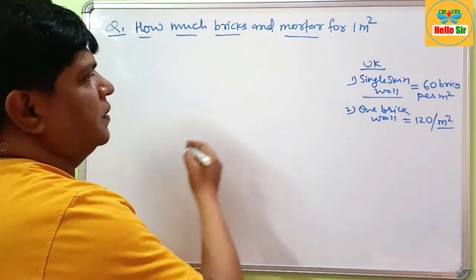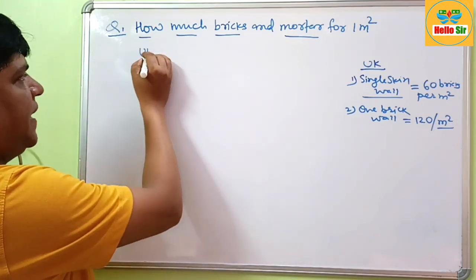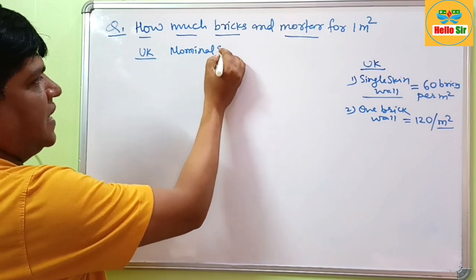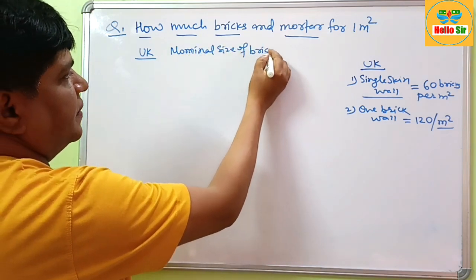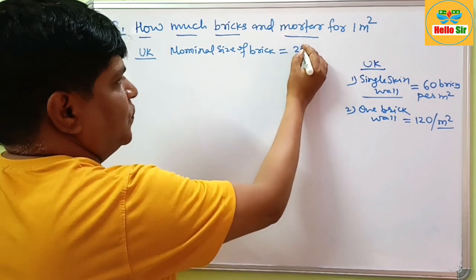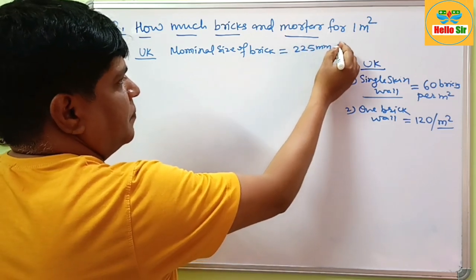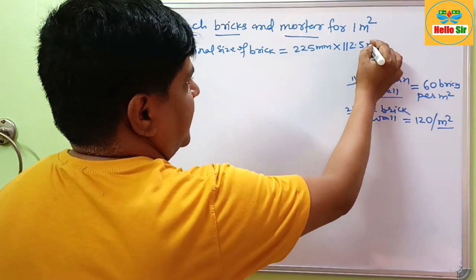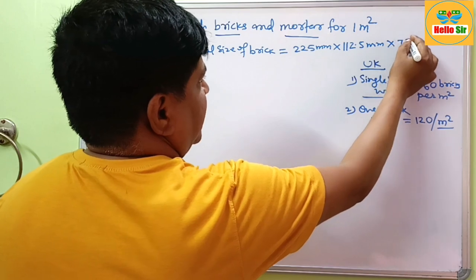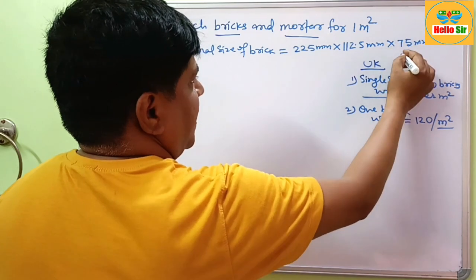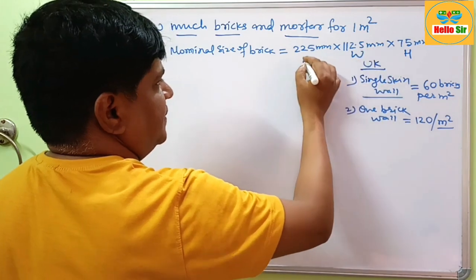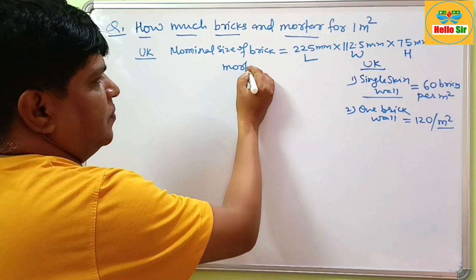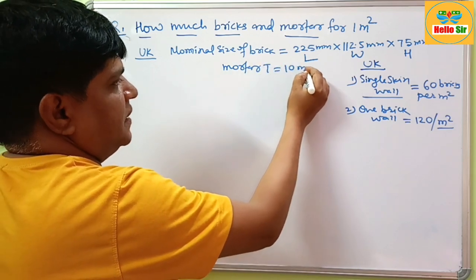How does this come? To solve this, as per UK practices, the nominal size of a brick is 225 mm long, 112.5 mm wide, and 75 mm in height. This one is height, this one is width, and this is length. And the mortar thickness is about 10 mm.